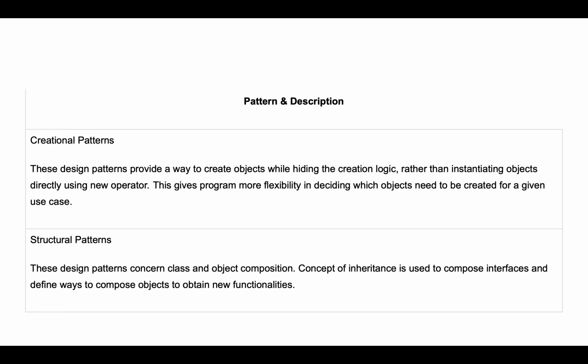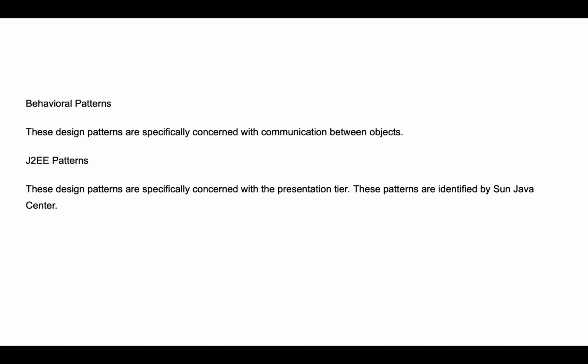Structural patterns. These design patterns concern class and object composition. The concept of inheritance is used to compose interfaces and define different ways to compose objects to obtain new functionalities. Behavioral patterns. These design patterns are specifically concerned with the communication between objects. J2EE patterns. These design patterns are specifically concerned with the presentation tier. These patterns are identified by Sun Java Center.